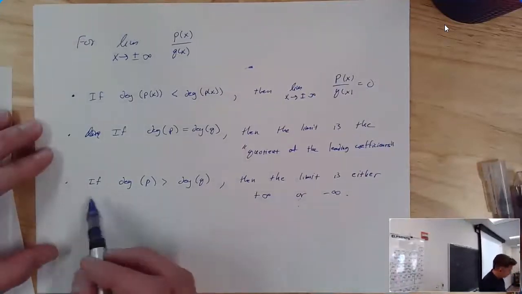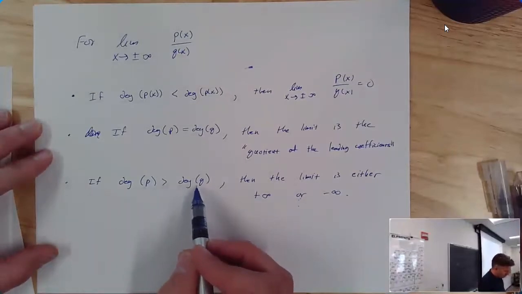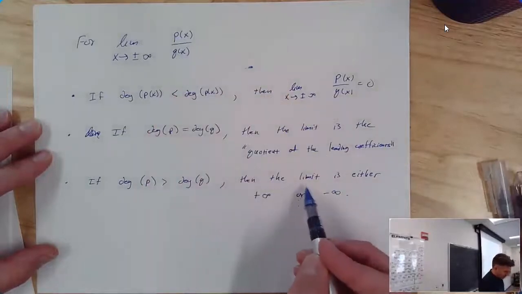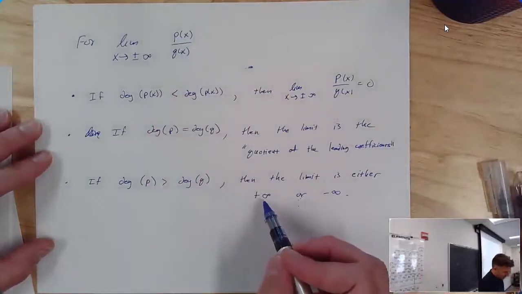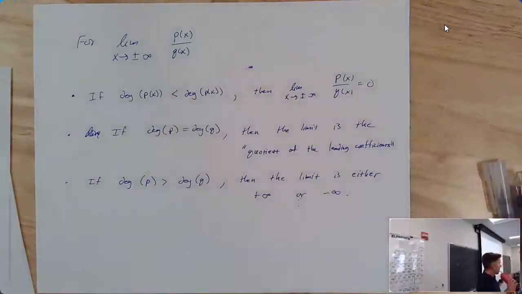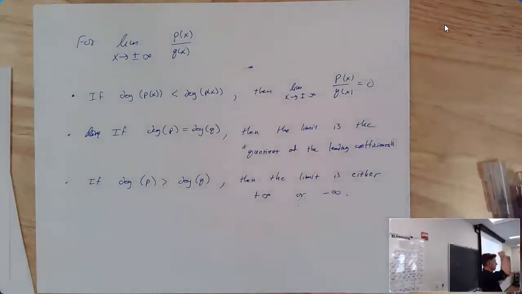So this last one here says if the degree of P is larger than the degree of Q, so P being the top thing, Q being the bottom thing, then the limit is either positive infinity or negative infinity. Right, so quotient literally just means you're taking the top thing divided by the bottom thing. The quotient of two things is their fraction, one thing divided by another.